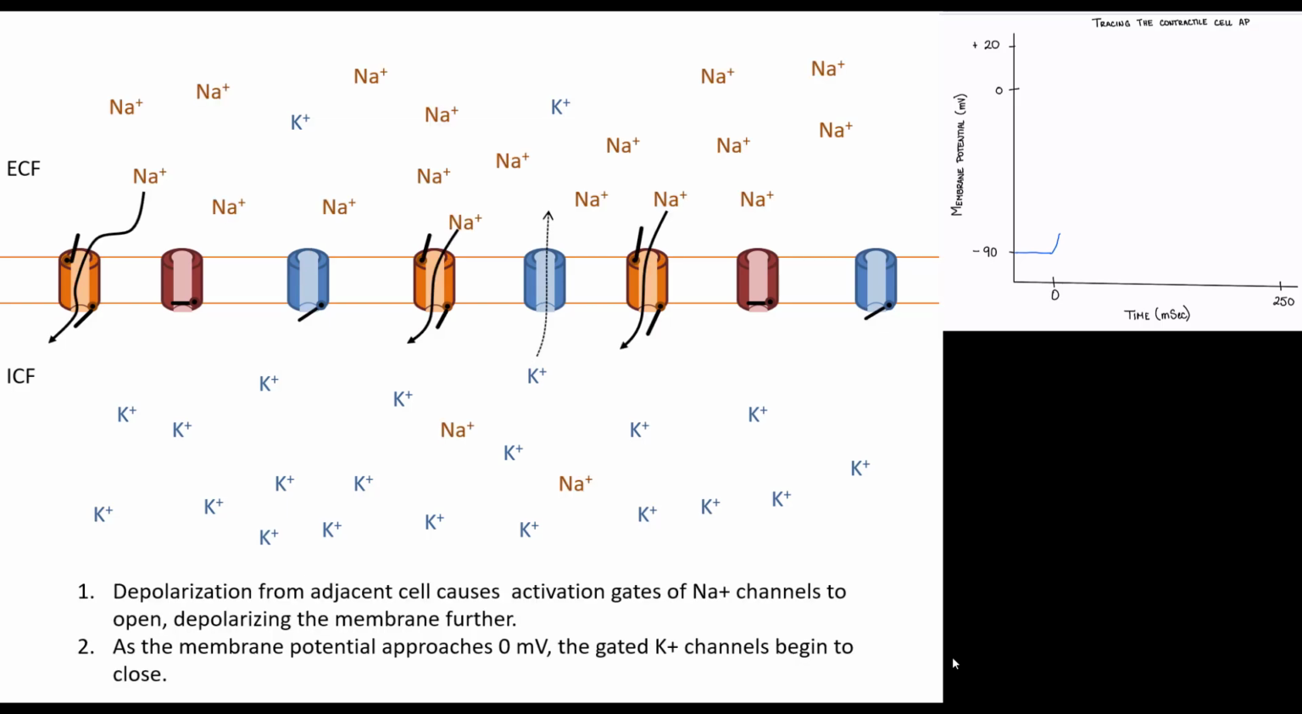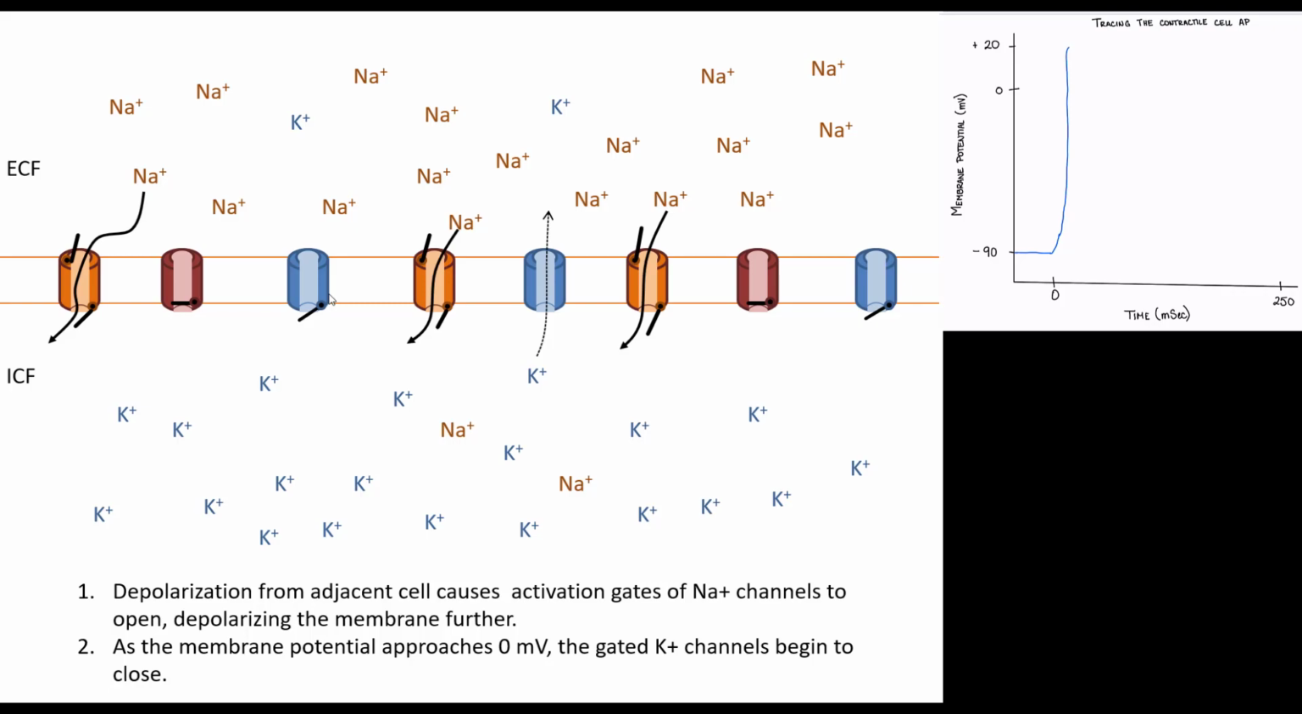Those sodium gates are going to rapidly open, and sodium is going to come flooding into the myocardial cell. What this will do is cause a rapid depolarization. As the membrane potential rapidly depolarizes, look at what's happening to these special potassium gates. They're starting to close because remember, their behavior is to close as the membrane potential moves into positive territory. So that means that potassium has fewer ways to move.